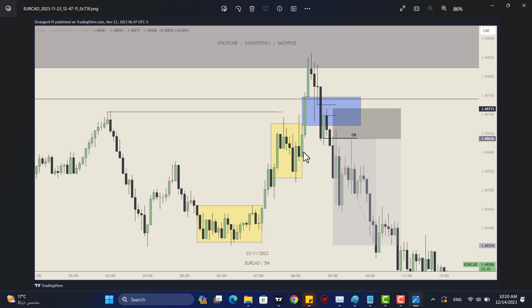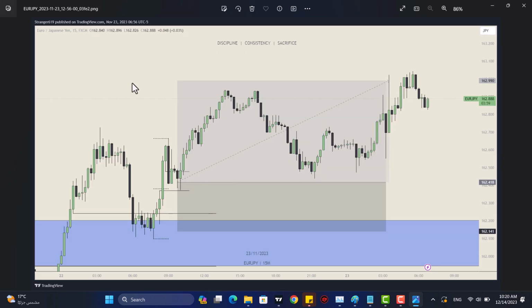So a fake break of structure, and people will see this as a buy opportunity, but it is only a fake market structure shift. It's only a liquidity sweep tapping into this order block. And then breaking lower and lower with an energetic move. Another example, and this is all on the lower time frames.